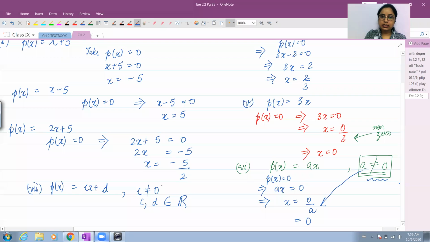And this c is not equal to 0 is important because if c is 0, your polynomial becomes a constant polynomial, and a constant polynomial has no zero. So to make it a linear polynomial, it's necessary that the leading coefficient is not zero. And moreover, later you will see that this coefficient actually appears in the denominator. So let's take p(x) equal to 0 and find out the value.